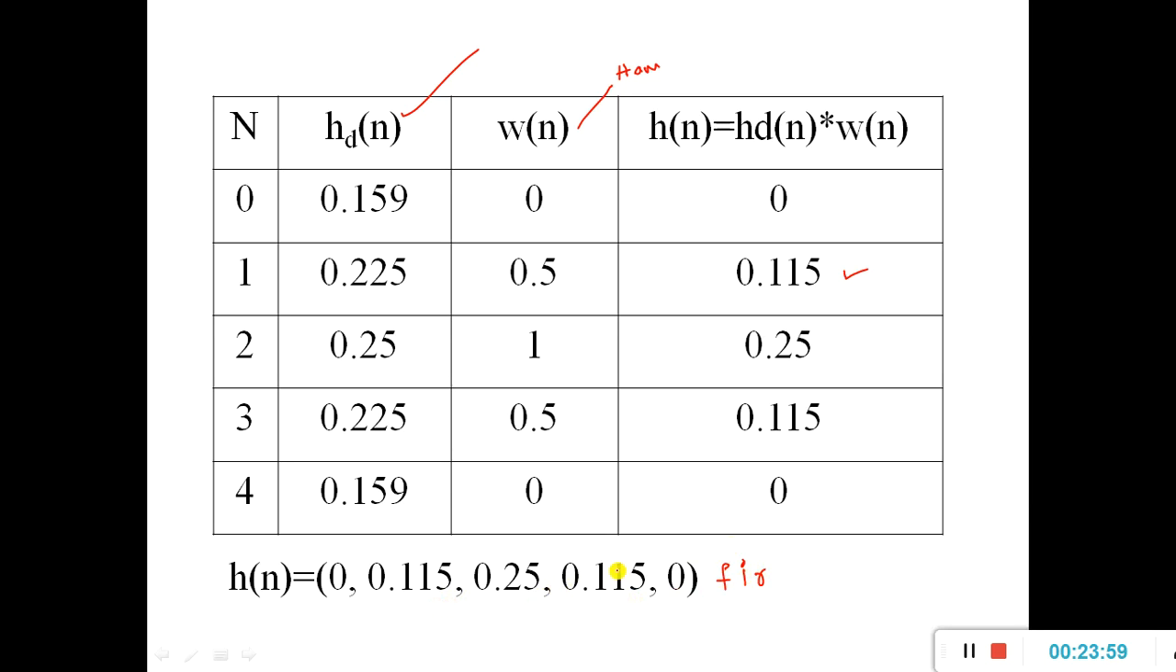The impulse responses are finite, so we can make a conclusion here. The values are symmetric in nature, and m is odd, because the m value given is 5. With h of n symmetric and m odd, from this we know how to find h of z. We already derived that equation for h of z. Find the values of h of z by using the equation.